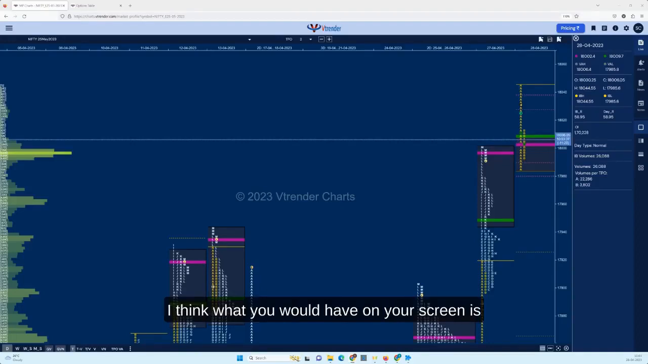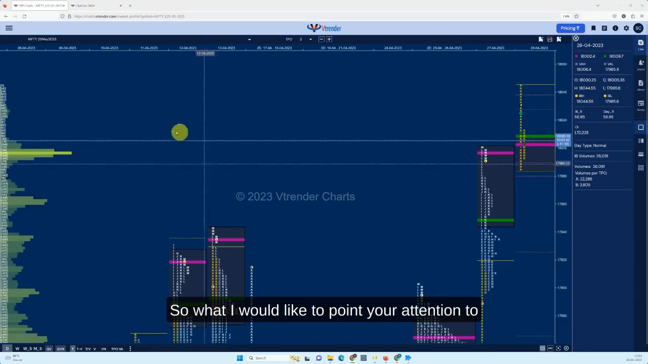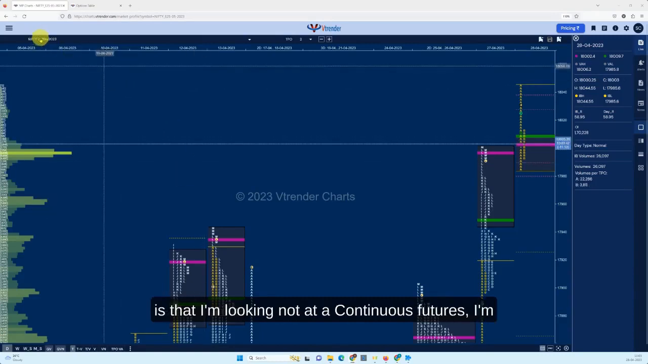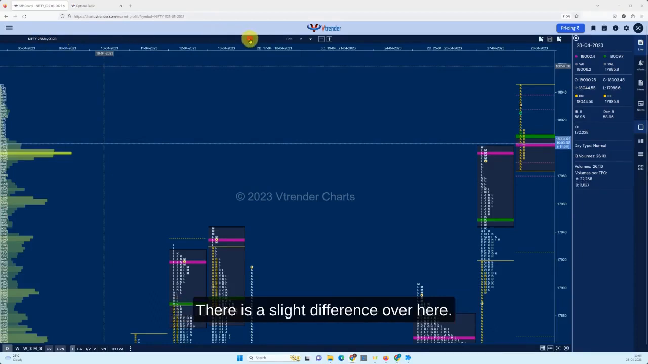I think what you would have on your screen is a market profile chart of the Nifty, the May 23, and it's the first day of a new series. So what I would like to point your attention to is that I'm looking not at a continuous futures. I'm looking at the Nifty May 2023 futures chart. And there is a slight difference over here.